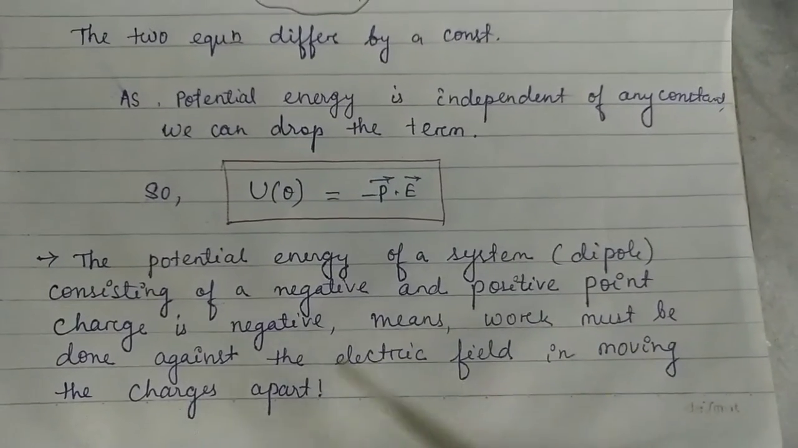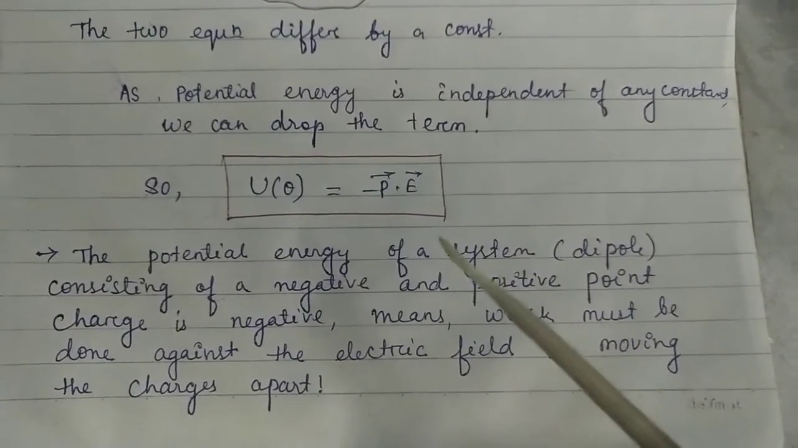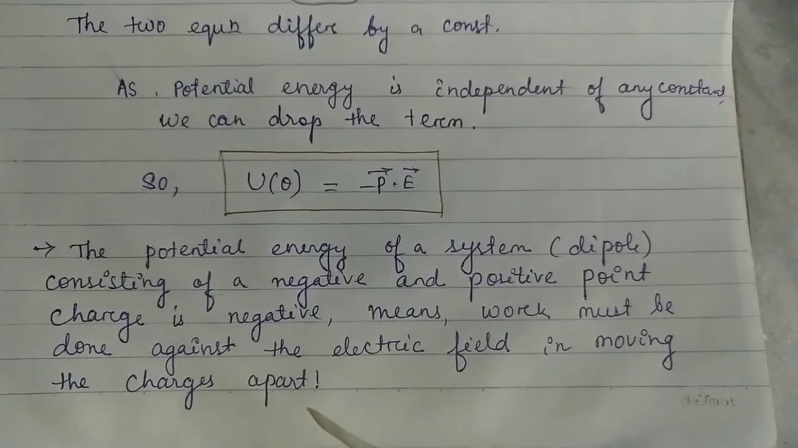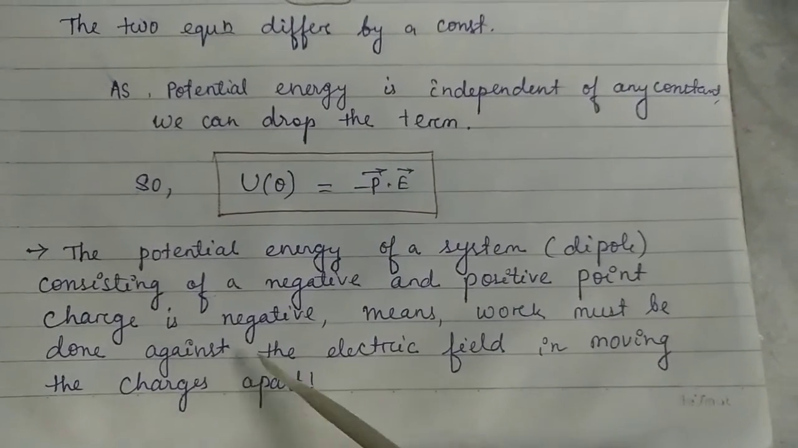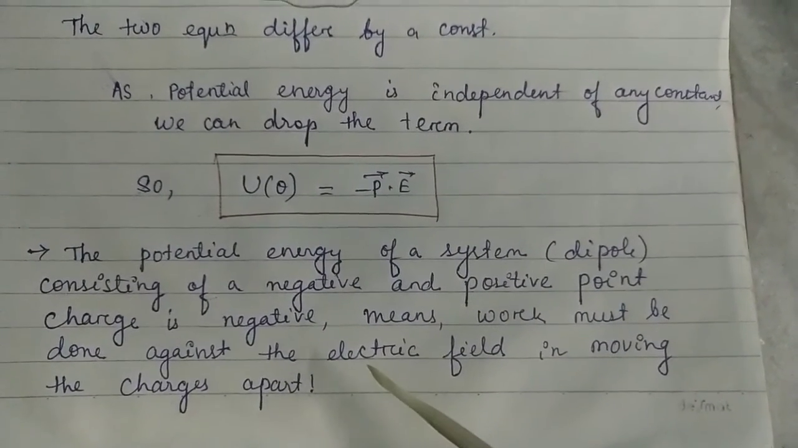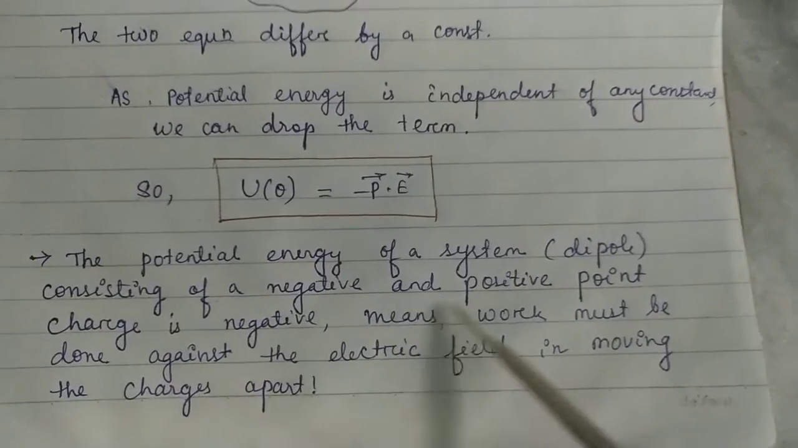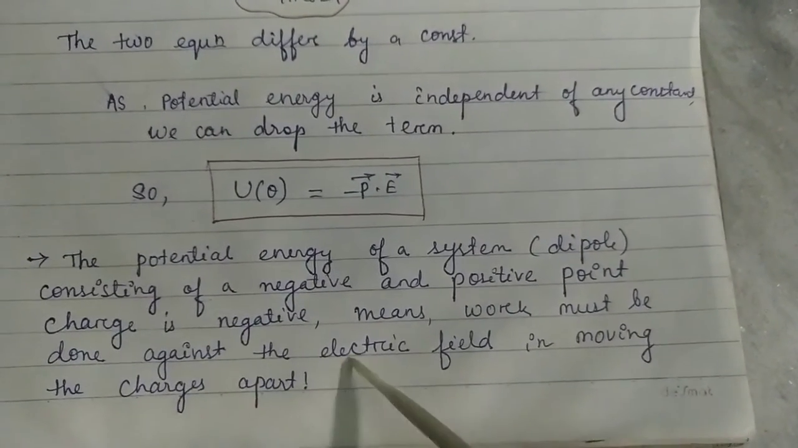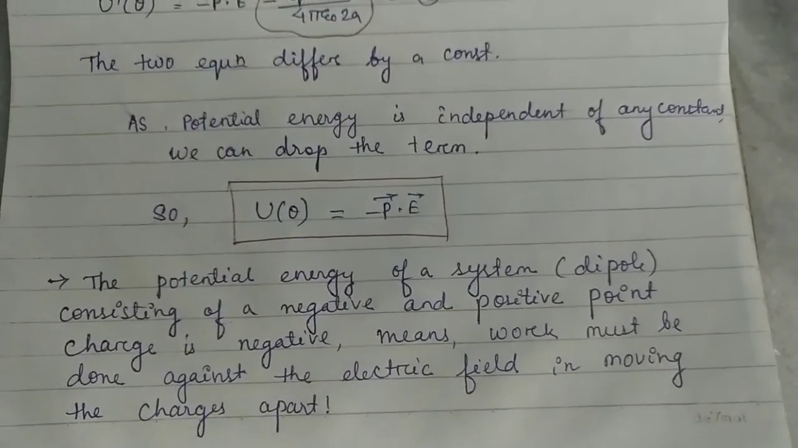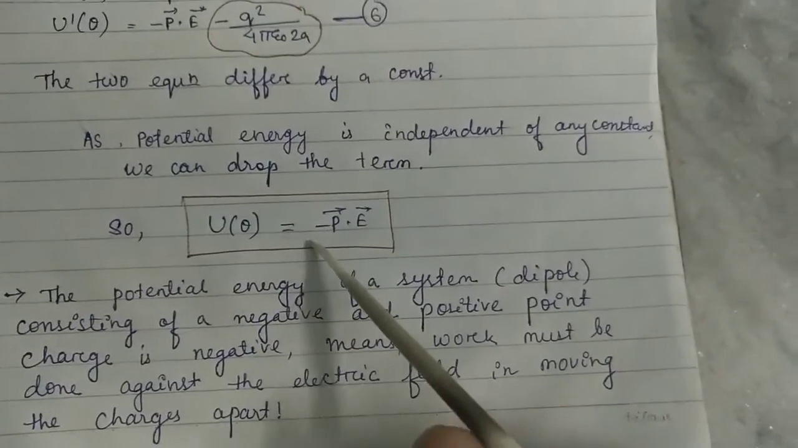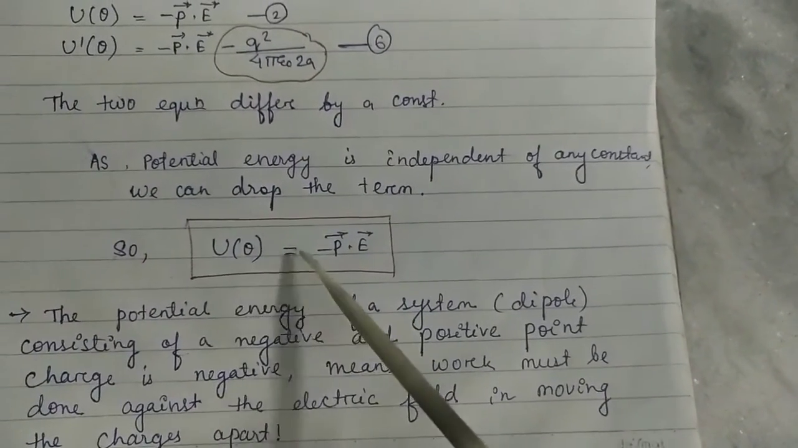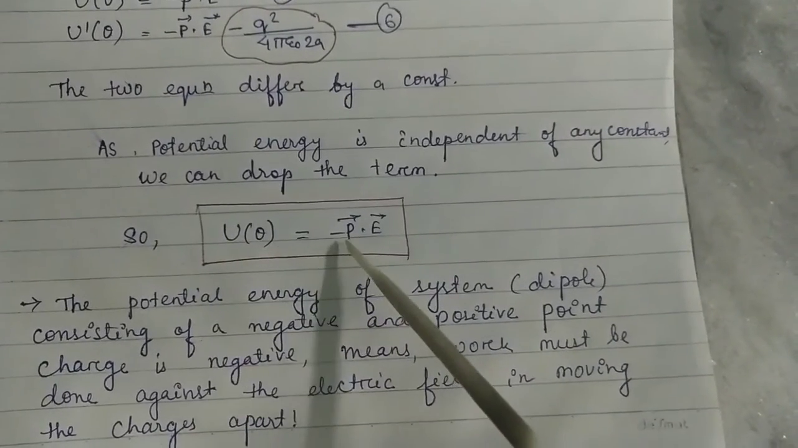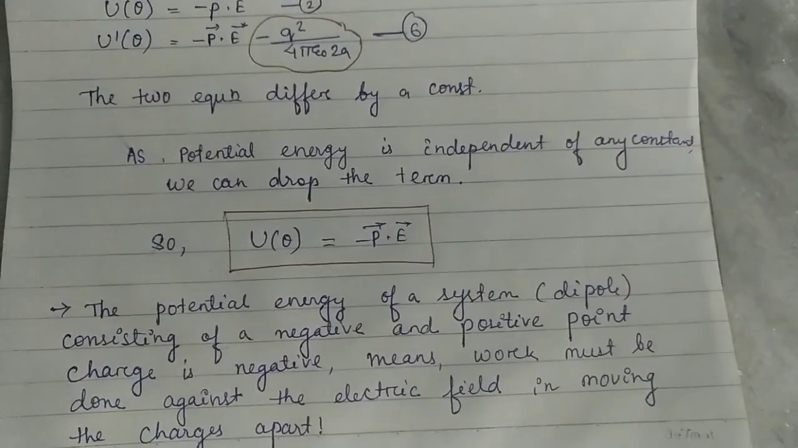We have to do some work against the electric field to move the charges. It is for sure we can understand that we have two charges, one positive and one negative, so there is a force of attraction. So if you want to move the charges apart, we have to do some work. Work must be done against the electric field in moving the charges apart. So the potential energy of a system, that is of a dipole, is negative, that is U theta equal to minus of P vector dot E vector.